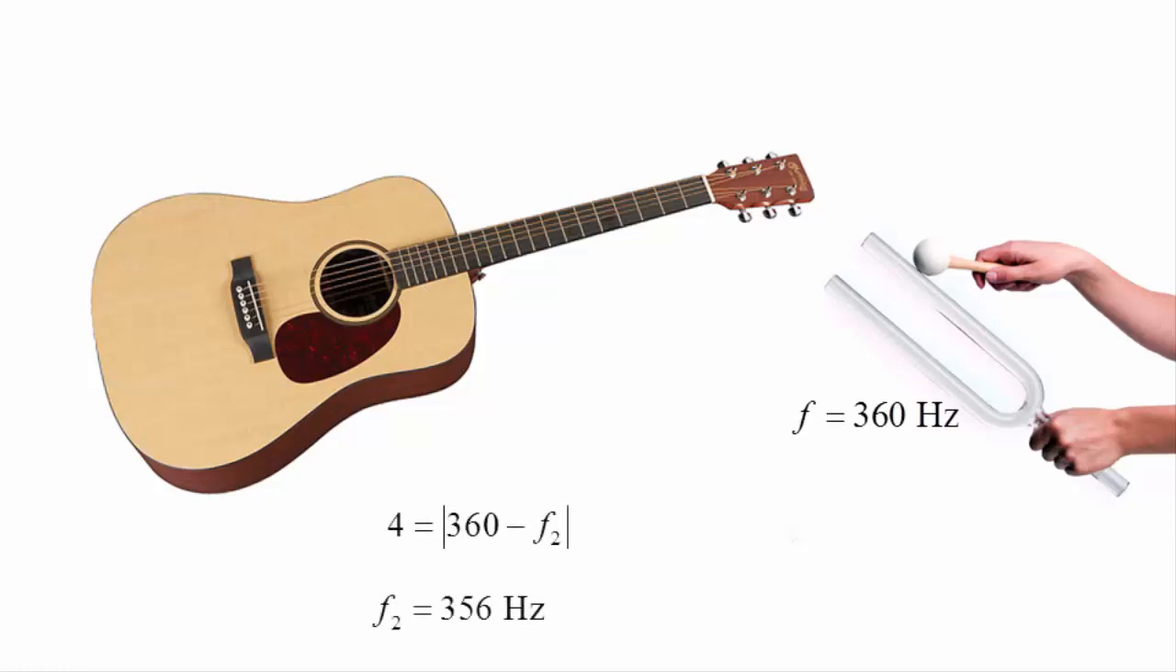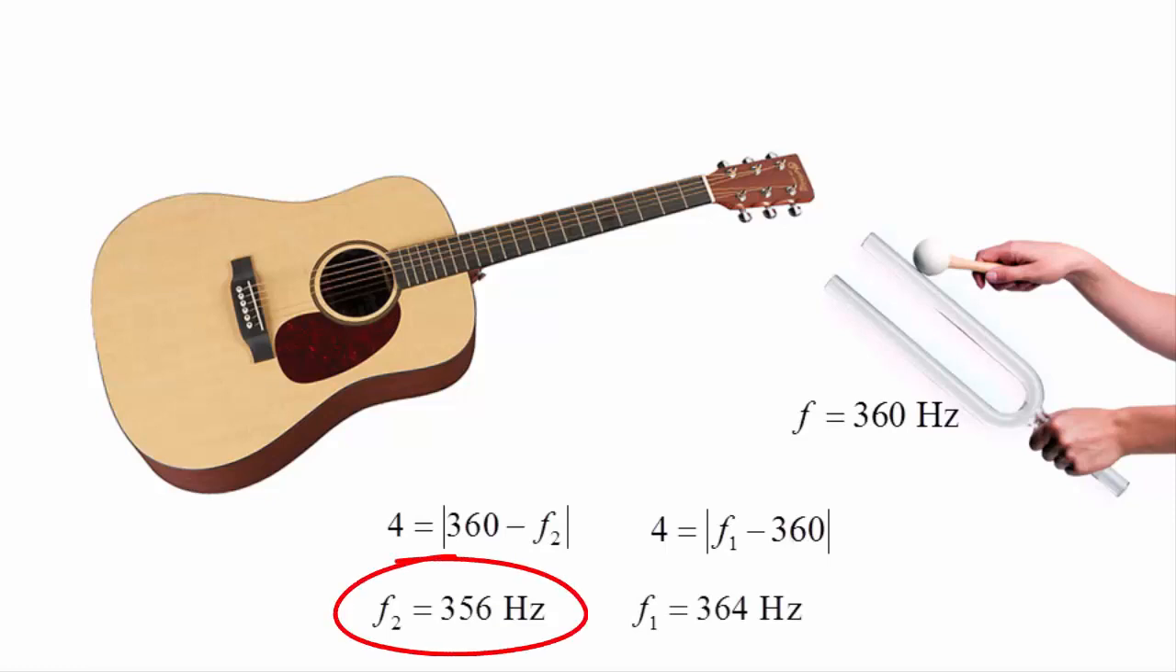Again, the two possibilities when used with a 360 Hz tuning fork are 356 Hz or 364 Hz. Given that 356 Hz is valid for both tuning forks, then the frequency of the guitar string must be 356 Hz.